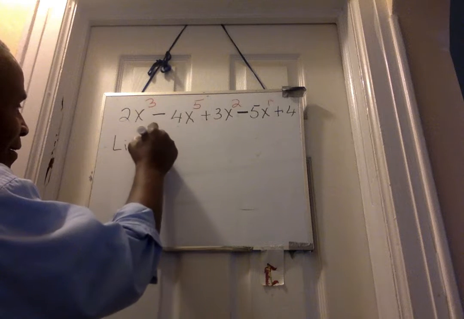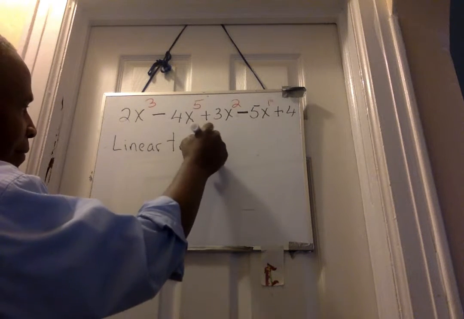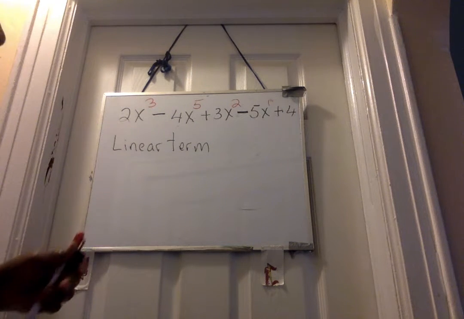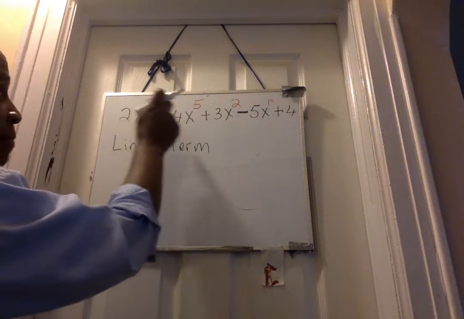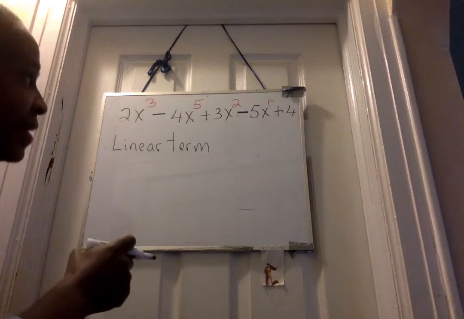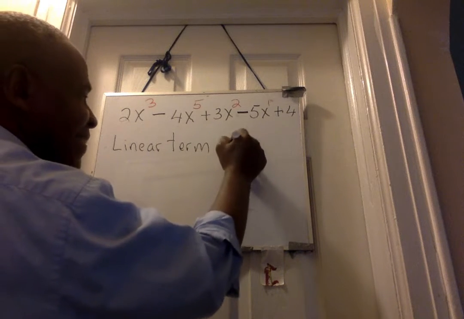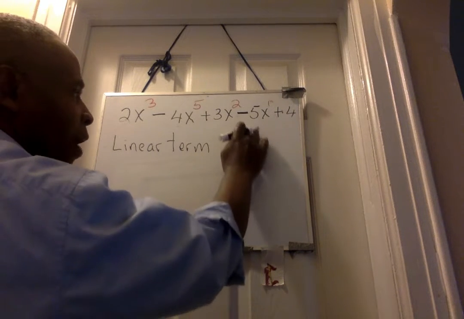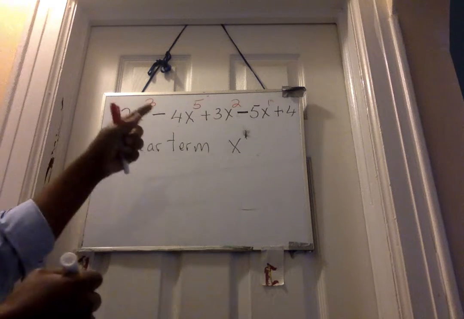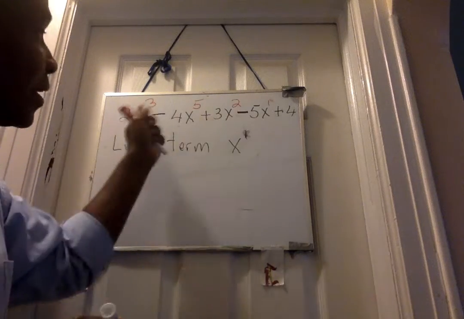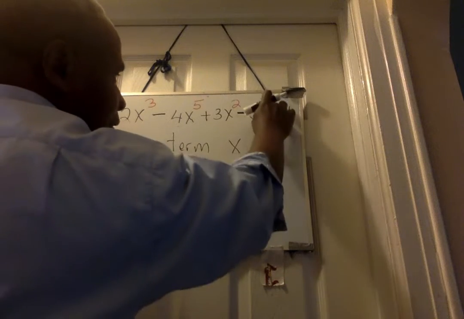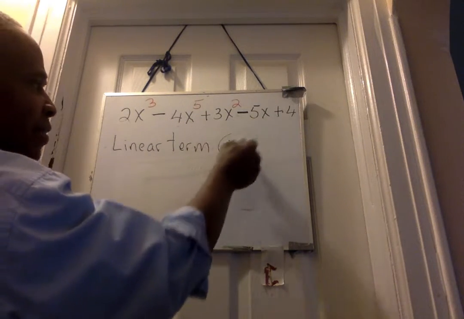Linear term. The linear term. What does that mean? Okay? Linear term is the term. You see, we said this is a term, this is a term, this is a term, this is a term. Linear term is the term that has the x with the invisible 1. The leading term is the term, one of these, the term that has the first power, the invisible 1, which you don't usually see. So that would be considered the leading term.